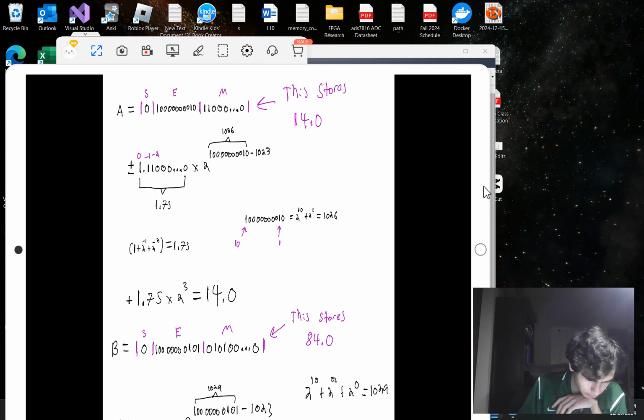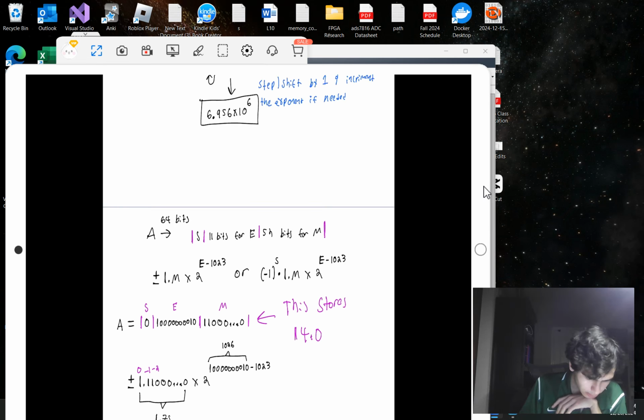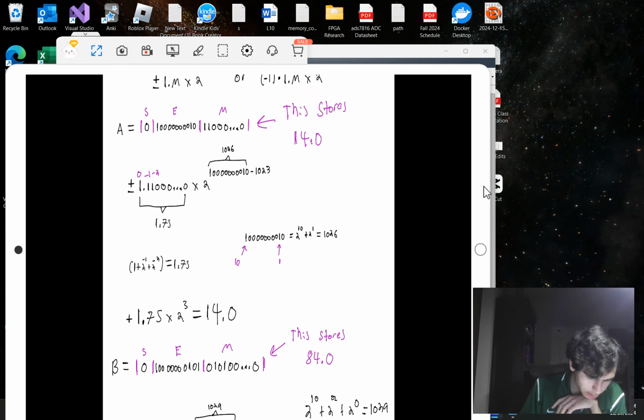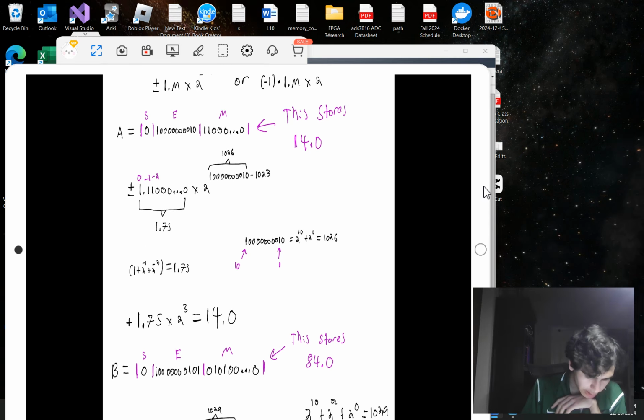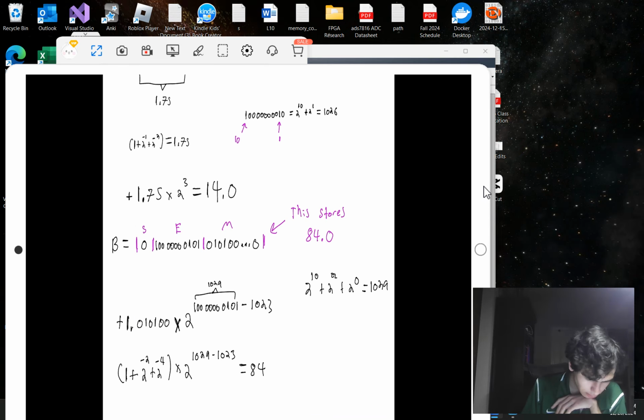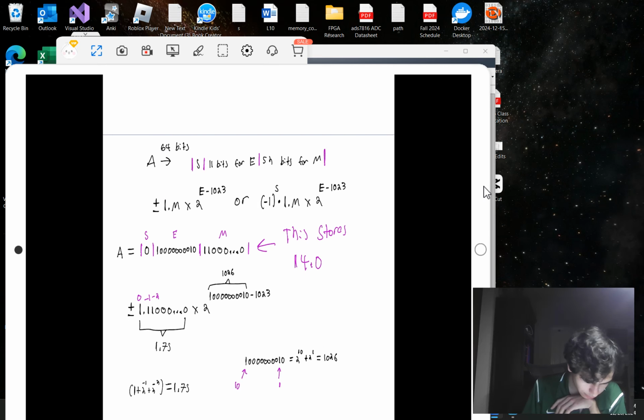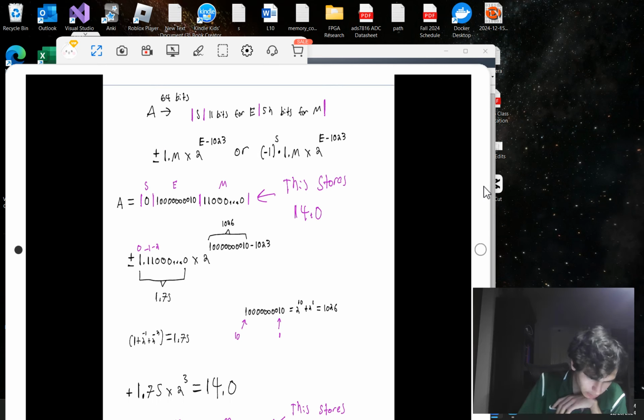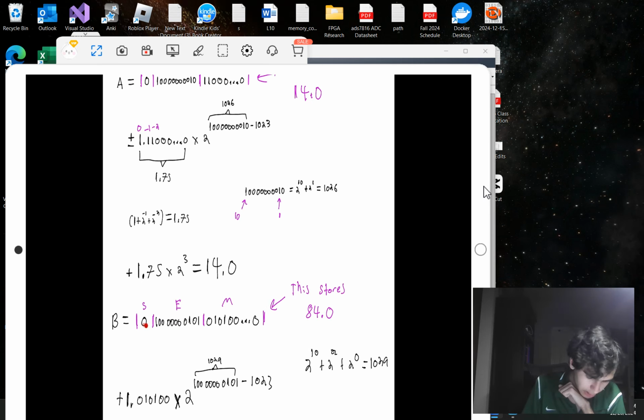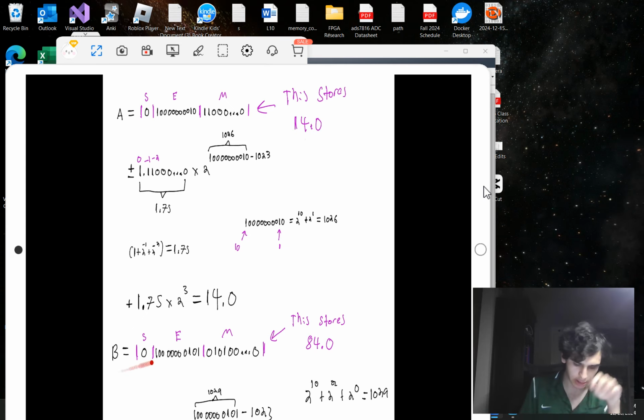So yeah, all of this just shows you how to get the number that is stored in there. Just really wanted to make that point clear that this whole 64-bit value is actually 14. This whole 64-bit value is actually 84. So A is 14, B is 84. So we're going to multiply both of those.